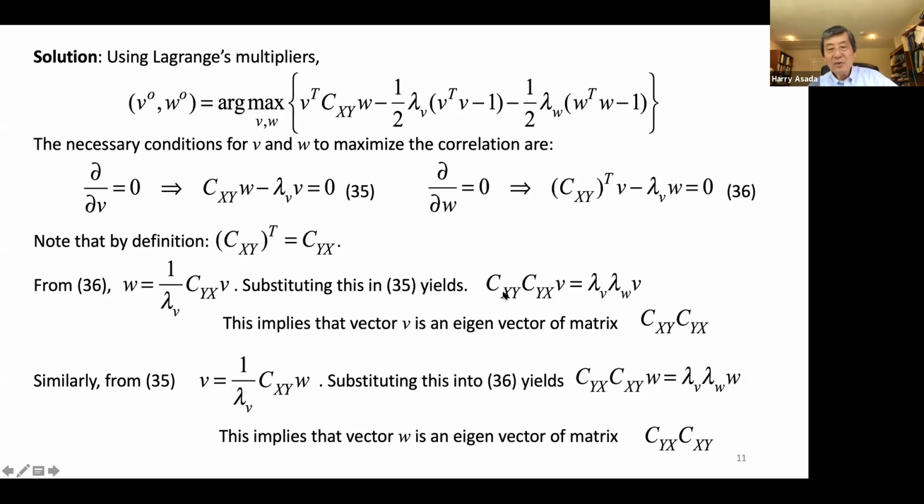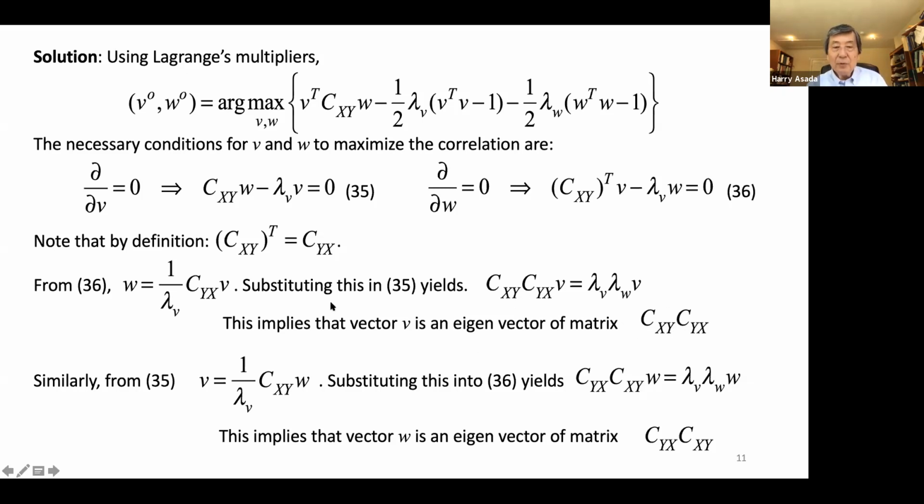A vector multiplied by a matrix turns out to be a vector in the same direction, with a scale, right? So this is exactly the eigenvalue and eigenvector relationship. It turns out that this vector V, an input space unit vector, is an eigenvector of matrix C_XY C_YX.